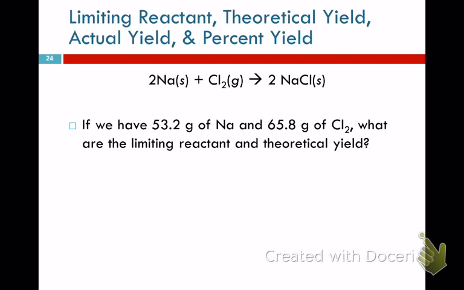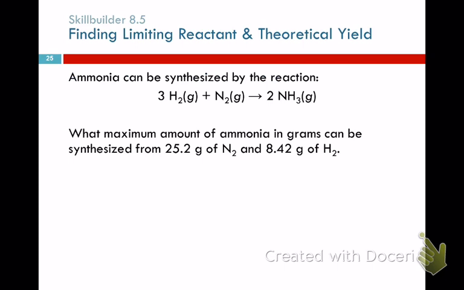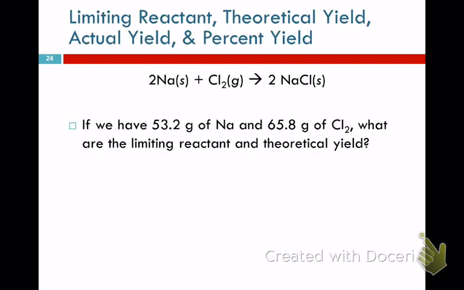Okay, so we have 53.2 grams of sodium and 65.8 grams of chlorine. I'm going to calculate some molar masses here real quickly. Well, I'm not going to have to calculate sodium. Sodium is 22.99 grams per mole. So I'm going to write these down here. Hang on, I switched slides on myself. Look them up later. This is 22.99, and these are my molar masses.